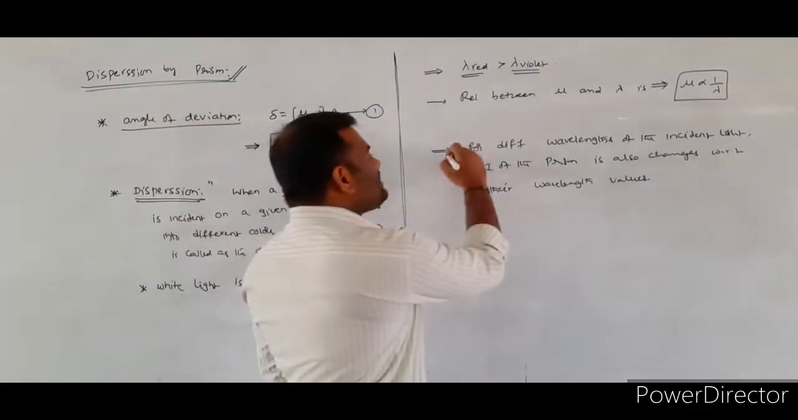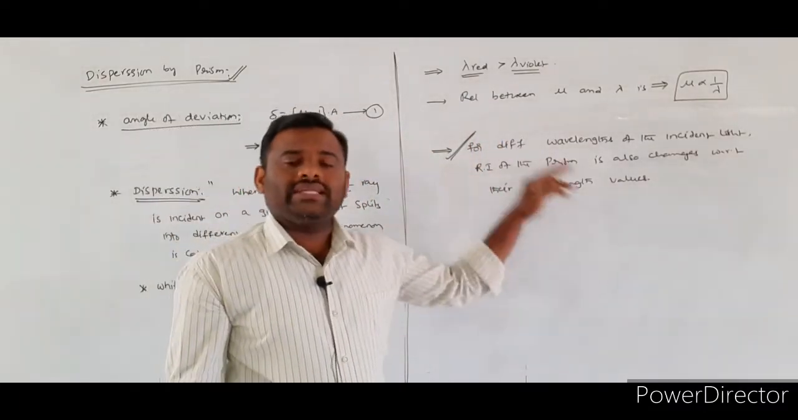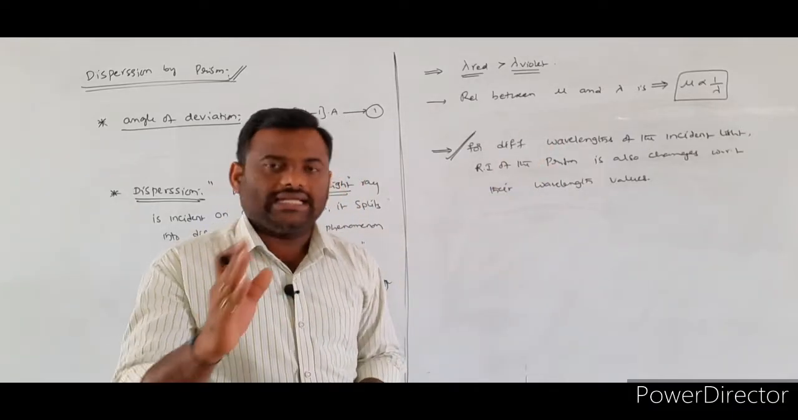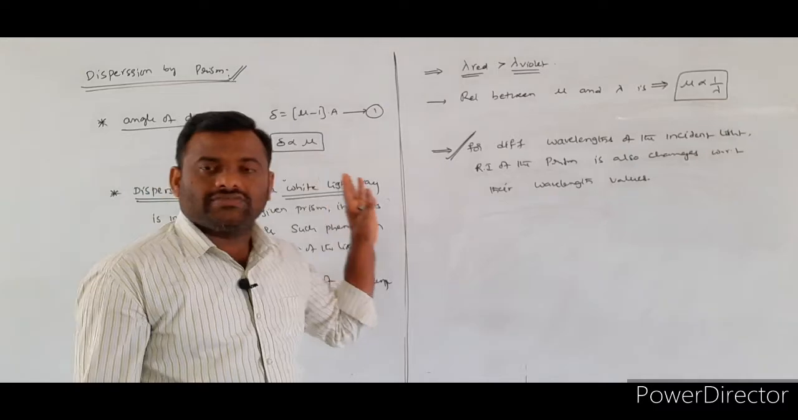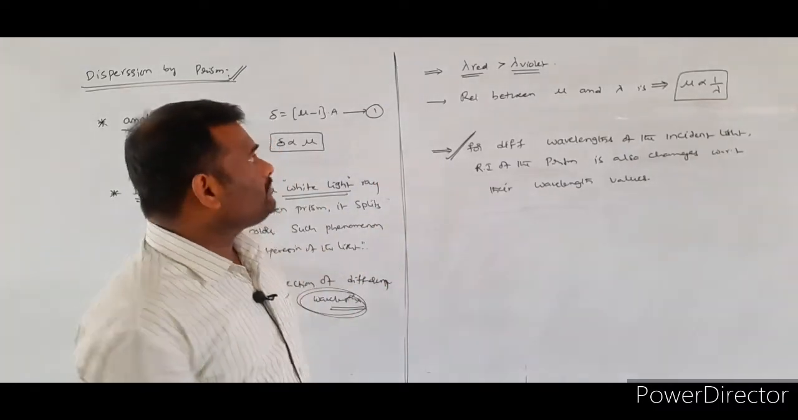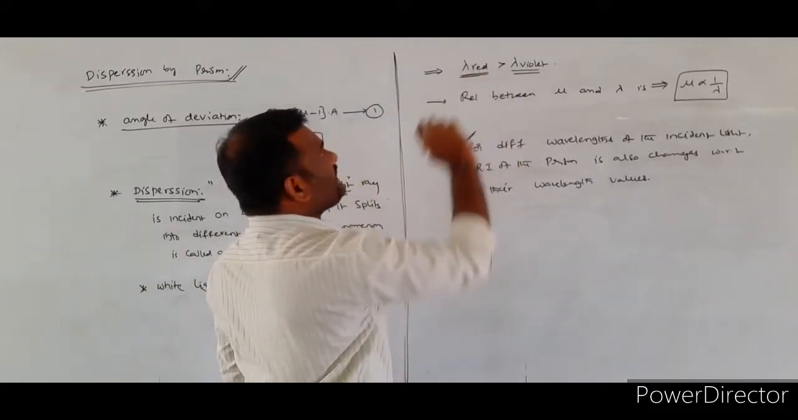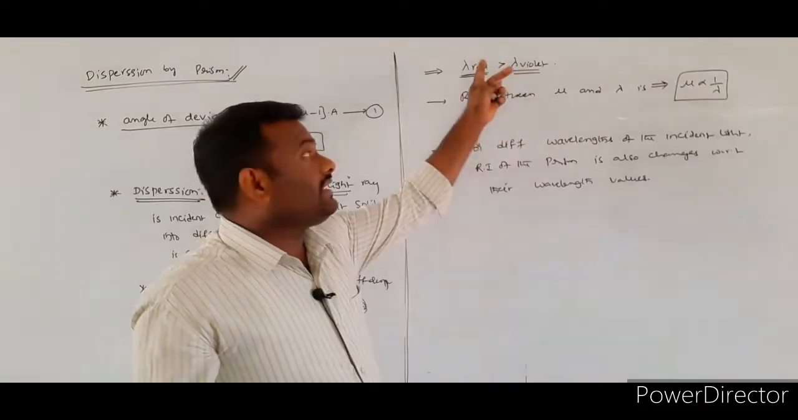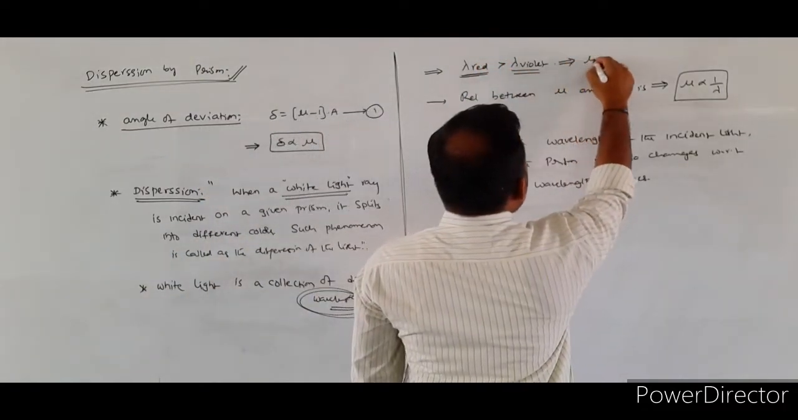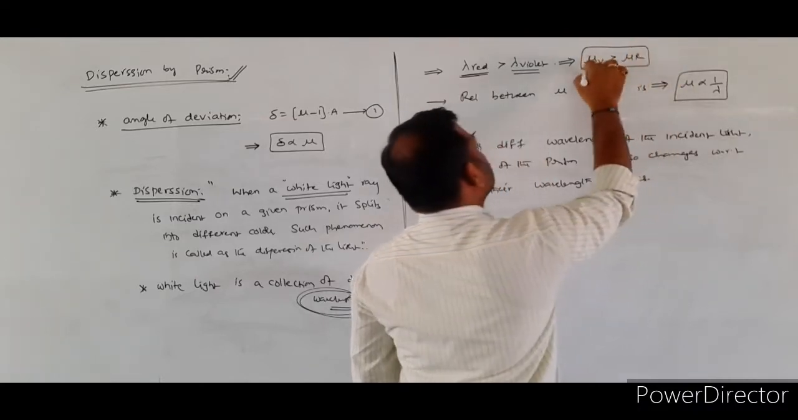Because of that reason, whenever white light is incident on the given prism, the white light will be split into different colors. Such a phenomenon we call what? Dispersion of the light. So here, the wavelength of the red color light is greater than the wavelength of the violet color, so from this relation we write that the refractive index of the violet will be greater than the refractive index of the red.